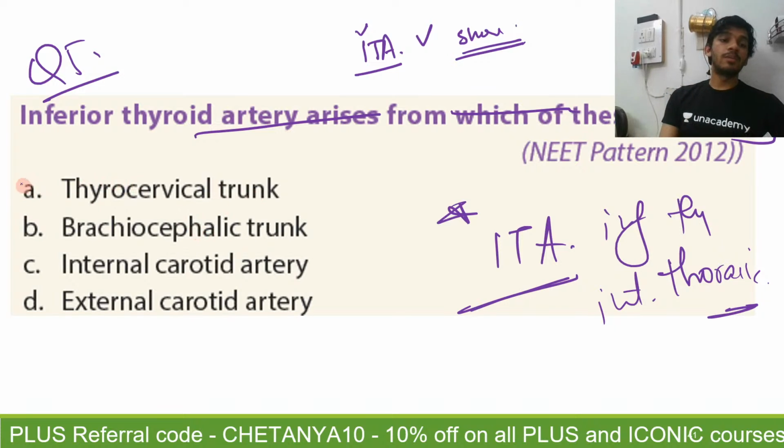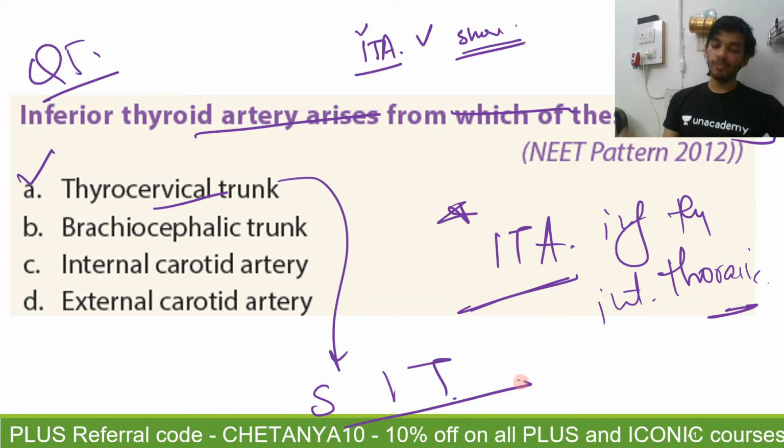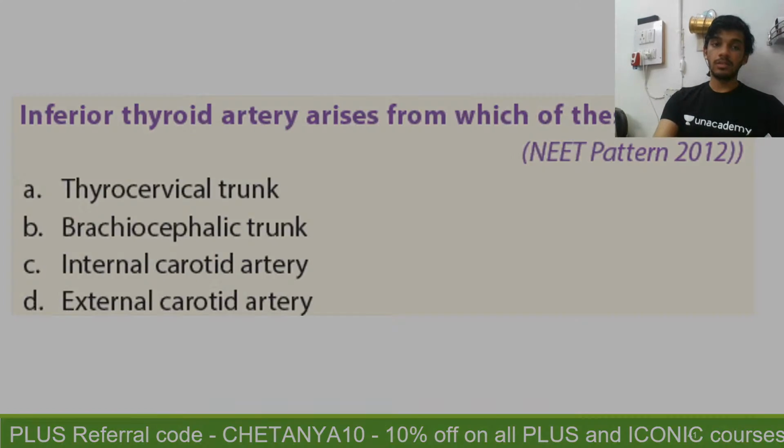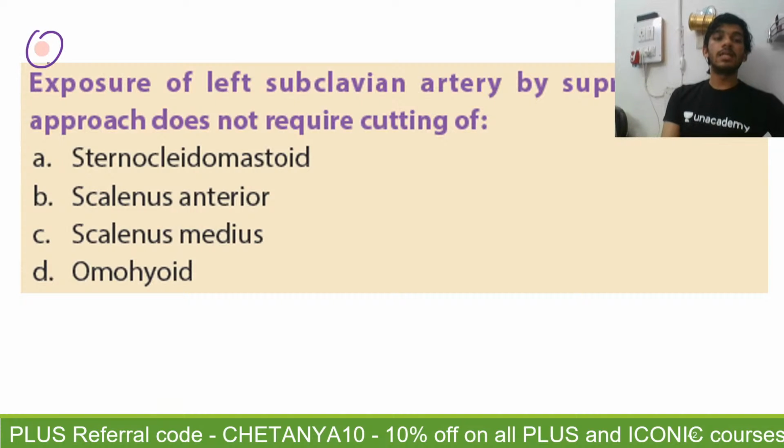Okay. Question number 5. It is a branch of the thyrocervical trunk. So you know that the branches of the thyrocervical trunk are the special investigation team of Priya Chakrabarti. That is the answer for question number 5.